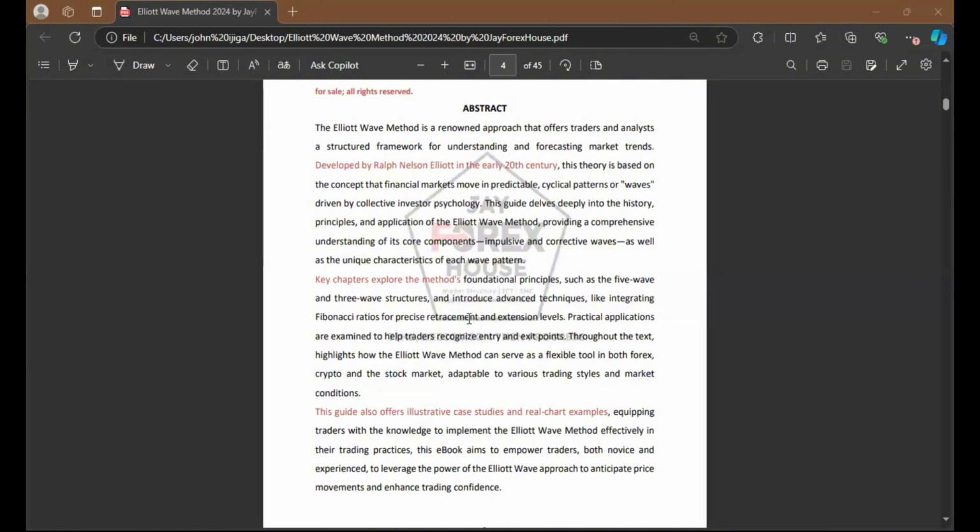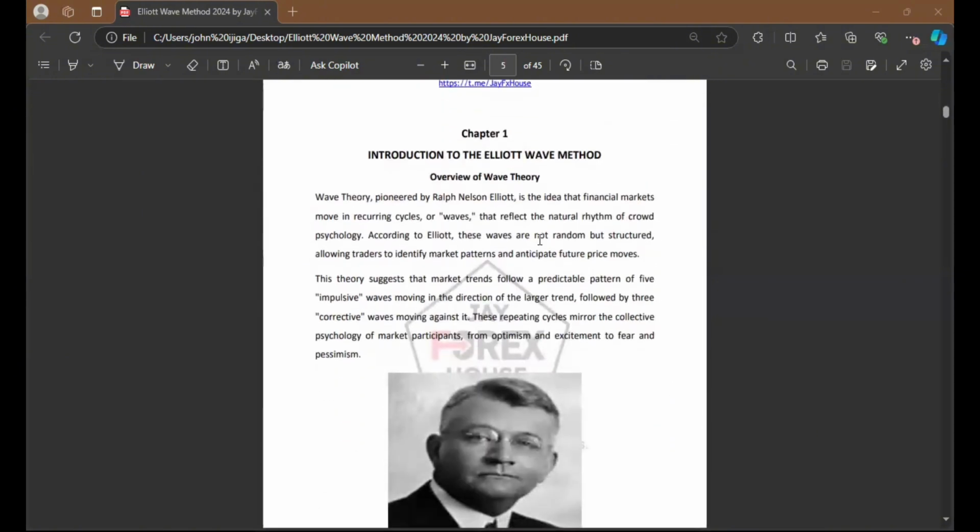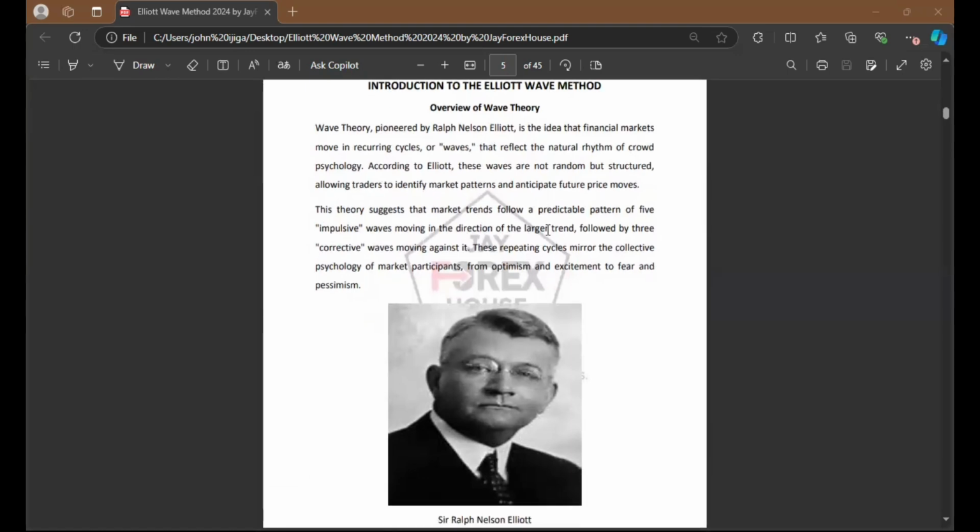Okay, so we move to chapter 1, Introduction to the Elliott Wave Method. So this is the guy I was trying to explain to you earlier. This is one of the original founders, the pioneers. Yes, that was the word I was looking for. So this is the pioneer of the Elliott Wave system of trading that we're using today. Basically, the method we are currently breaking down now.